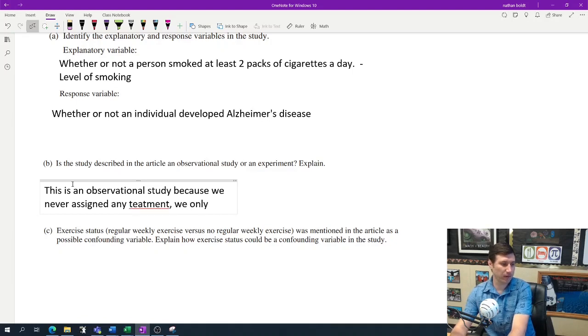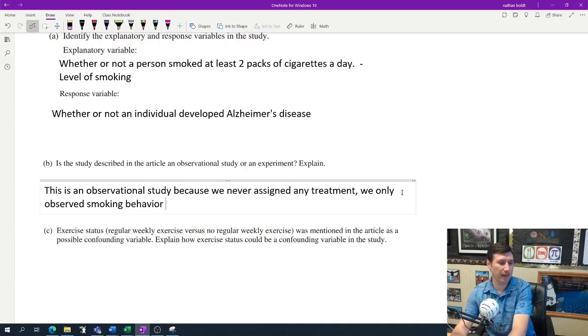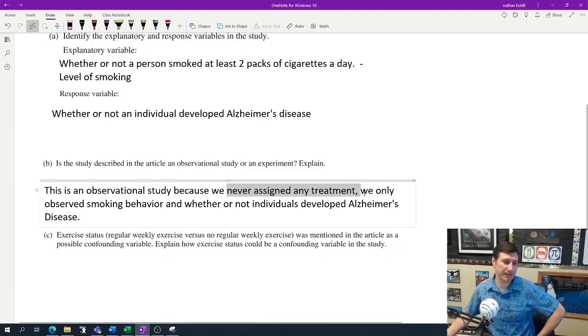All right, we only observed smoking behavior and whether or not individuals developed Alzheimer's disease. We just watched. No big thing. There was no treatment that we assigned.